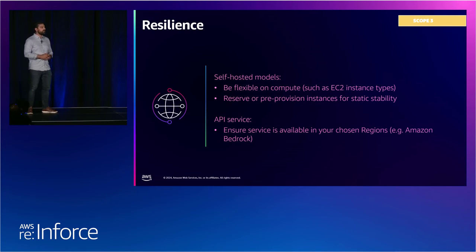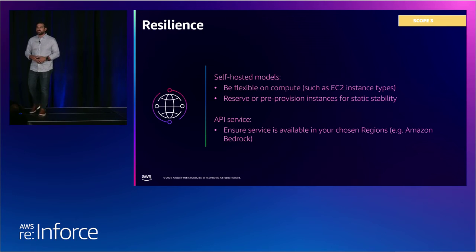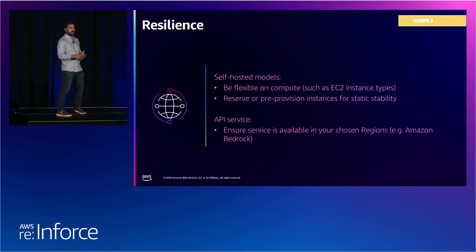Now, for resilience in Scope 3, we're going to break this down into two primary categories. These are self-hosted models and API services. For self-hosted models, you'll want to consider what sort of instance types are being used and whether the instance types are available in a particular region. You may even consider pre-provisioning instances so that the capacity is available if there is a spike.